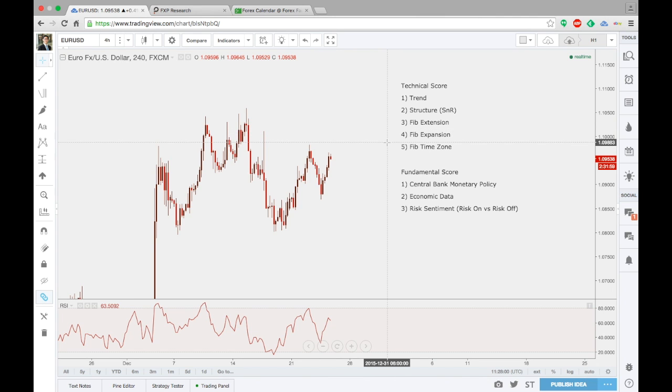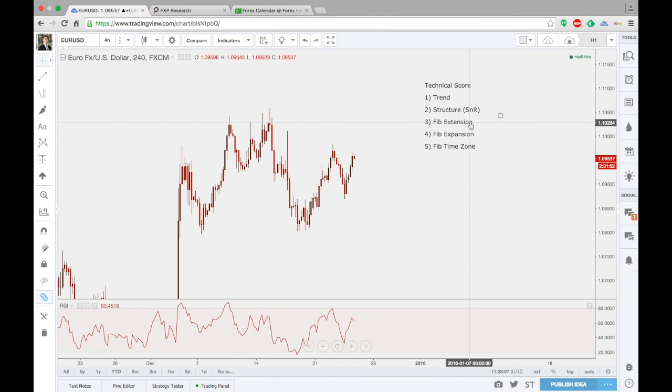Alright. So let me start with, okay, let me delete this. Alright, so let's start with this pair, EUR/USD. So it's a 4-hour chart. If you would like to practice, there is a pattern forming over here.